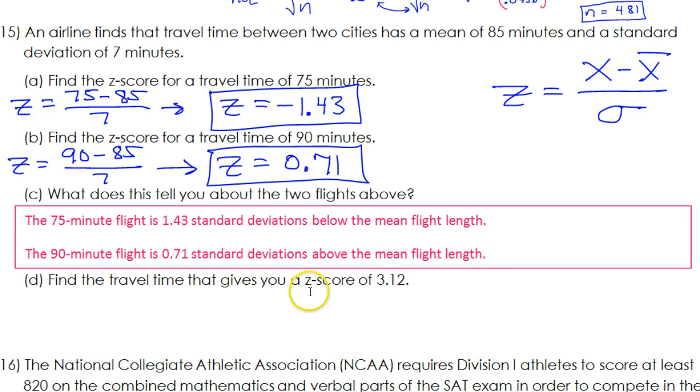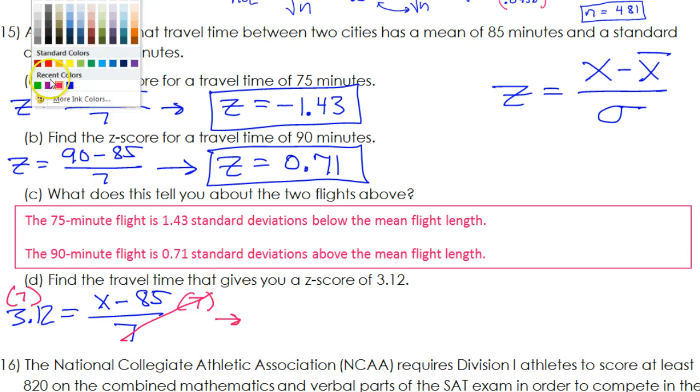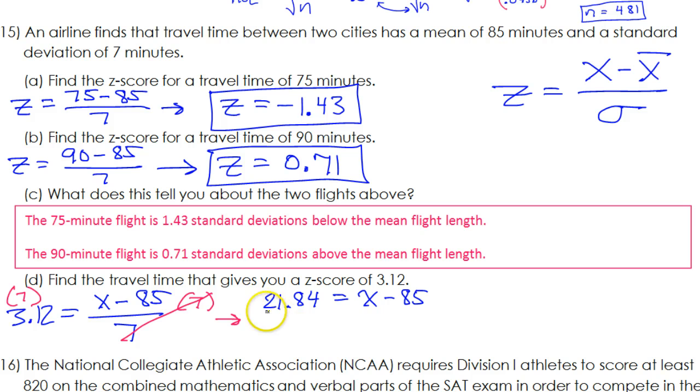Find the travel time that gives you a z-score of 3.12. Okay, so they're giving us a z-score, so that's going to go first. I'm sorry, it's not point anything, it's 3.12. Alright, so looking at our formula, it's going to be the value minus the mean, which is still 85, divided by the standard deviation. So to solve this, we will just multiply both sides by 7. So these are going to cancel out. So that gives us 21.84 is equal to x minus 85.